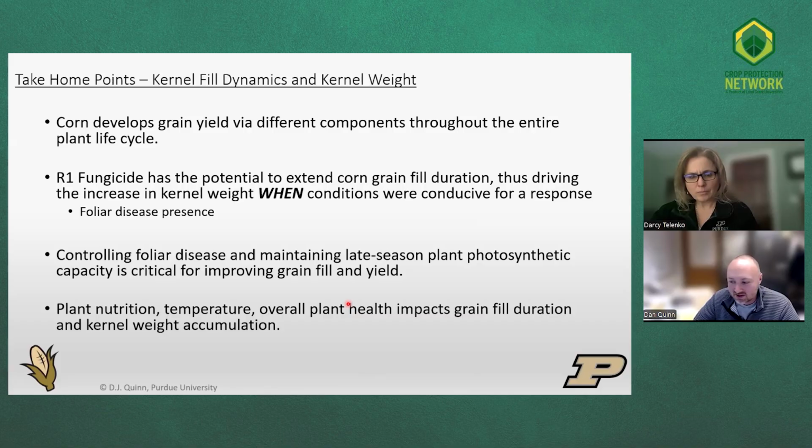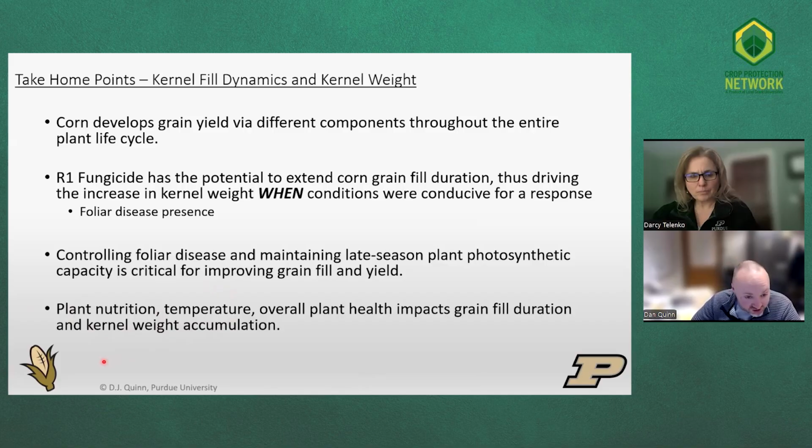We have seen this, and there's a lot of other research that's been published in terms of plant nutrition. You think about nitrogen levels, right? We see very similar responses with nitrogen. We see very similar responses with temperature. Typically cooler temperatures result in an extended grain fill duration, where that plant's not working as hard later in the season.